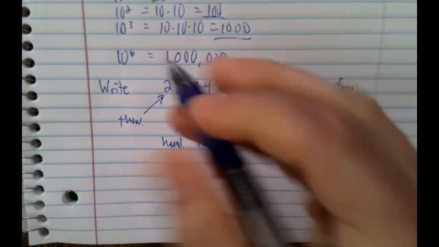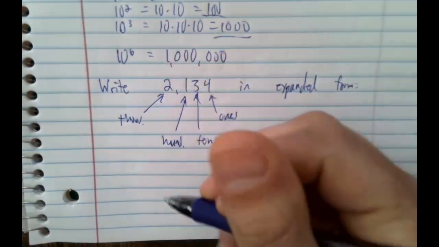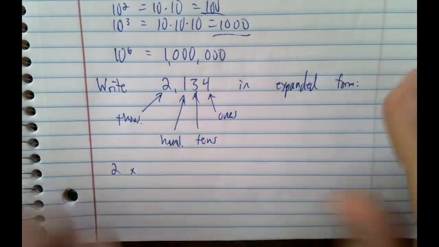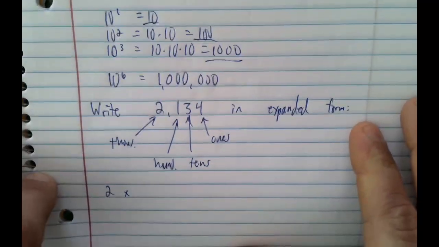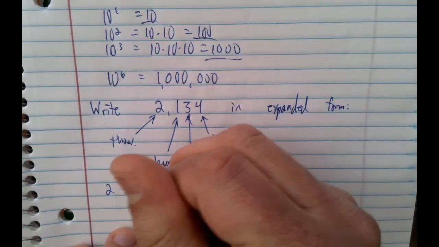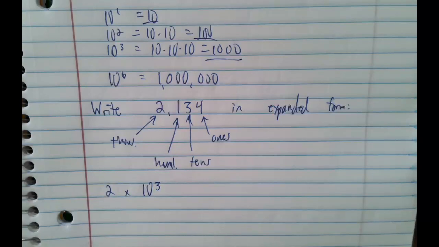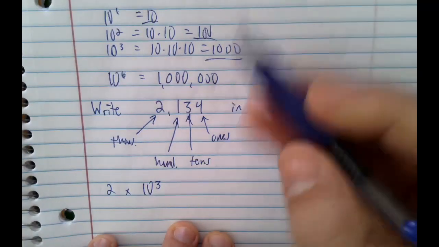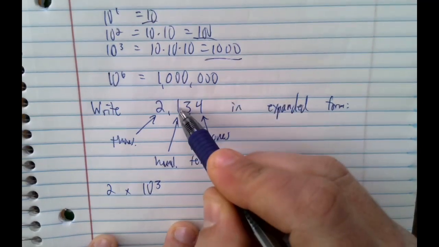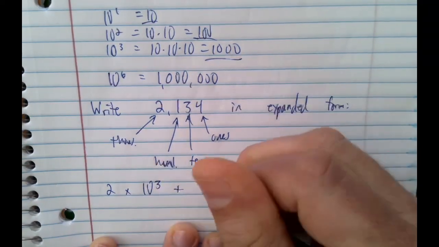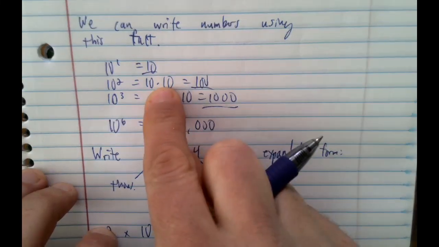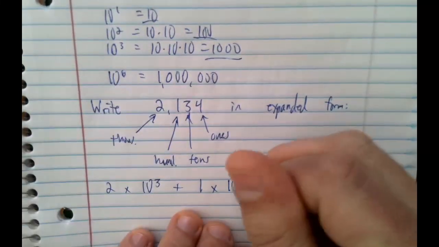So here's what I'm going to do. How many thousands do I have? 2. I have 2 thousands. What is 1,000 in expanded notation or exponential notation? It's going to be 10 to the third. Now, 2,000 is then going to be added to the next place value, which is 1. I have 100. So I have 1. And then how do we write 100 with exponents? If we go back up to my little table here, there's 100 right there. We knew that was 10 times 10, or 10 to the second power.